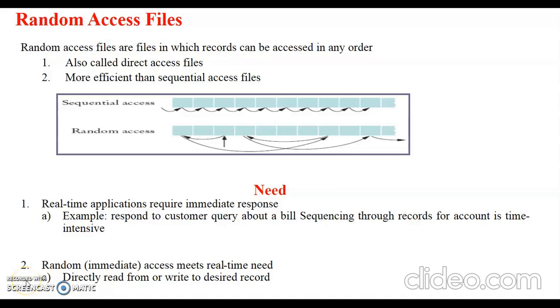Dear students, in this video we are going to discuss random access files. So we have two types of file. First one is sequential access files, and then direct access files. Direct access files are also known as random access files, meaning they will directly hit a particular location from which you want to fetch the details.